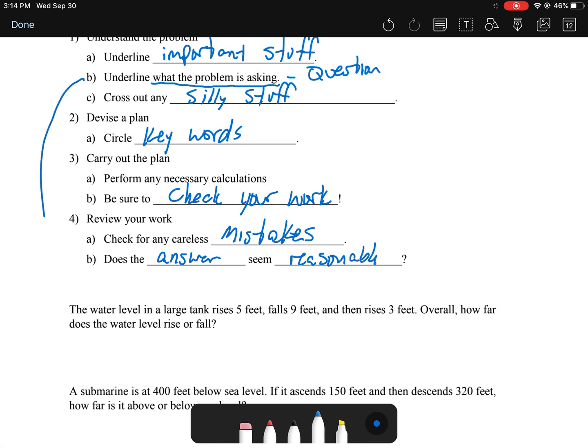Really going back to the question that you underlined. Are you answering the question? Are you trying to look for distance and it's saying from your house to school is 1,000,000 miles? That doesn't make sense. So make sure that your answer makes sense in the end. All right, and we'll practice this together in a couple of these word problems.